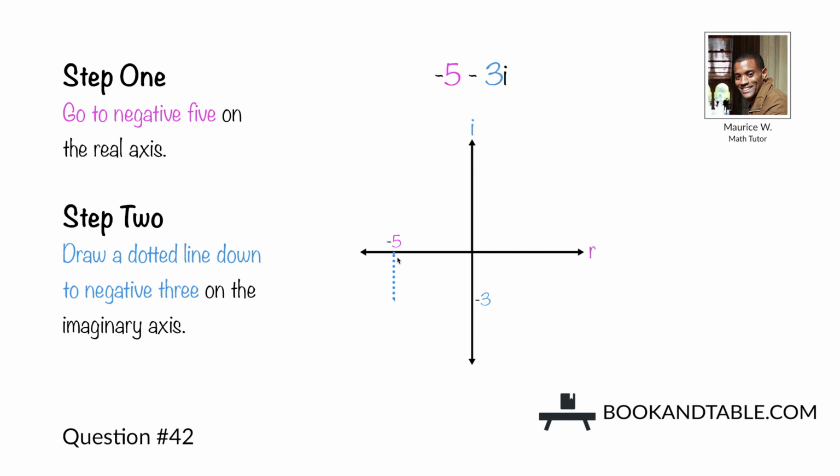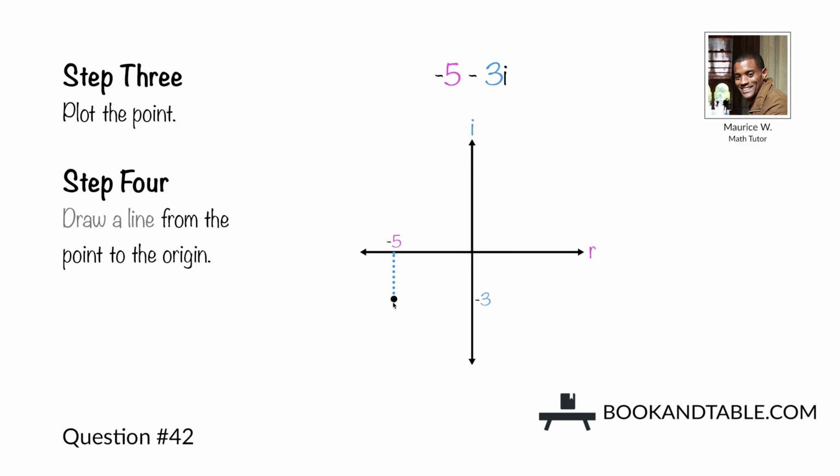Step 1, go to -5 on the real axis. In step 2, draw a line down to -3 on the imaginary axis and then plot the point. This point represents -5 minus 3i. And from here we want to draw a line to the origin.